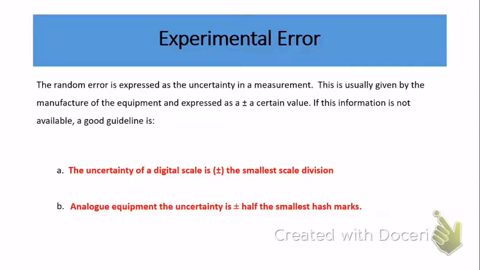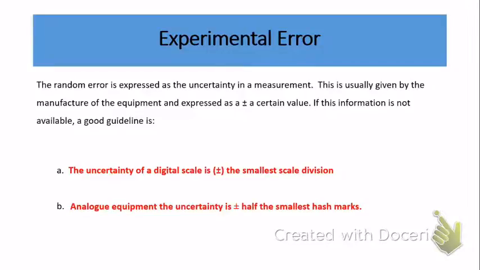All right, now, how do we record random error? Well, we have two types of measuring devices. We have digital devices and we have analog devices. Digital devices are pretty straightforward and easy to record the random error from. However, analog devices are a little bit more challenging. So we're going to look at that and practice that a little bit.